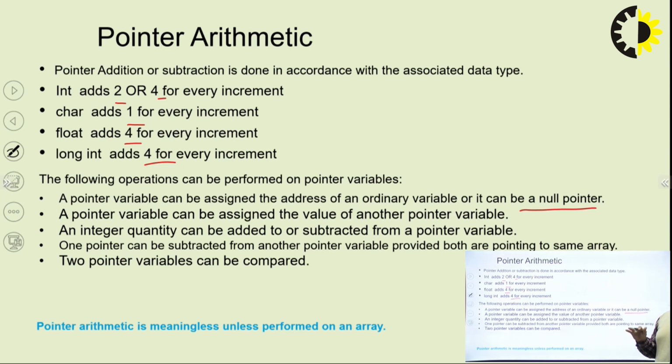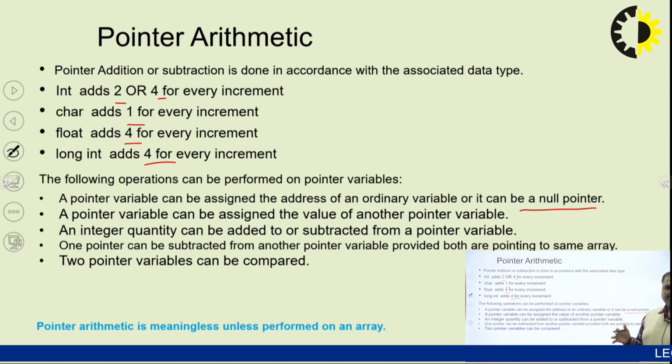A pointer variable can be assigned the value of another pointer variable also, that becomes the double pointer. An integer quantity can be added or subtracted from a pointer variable, and the address will be incremented subsequently according to what kind of data it is referring to.